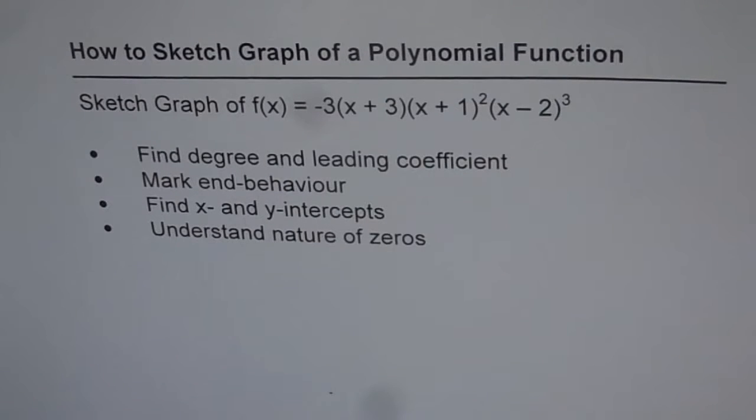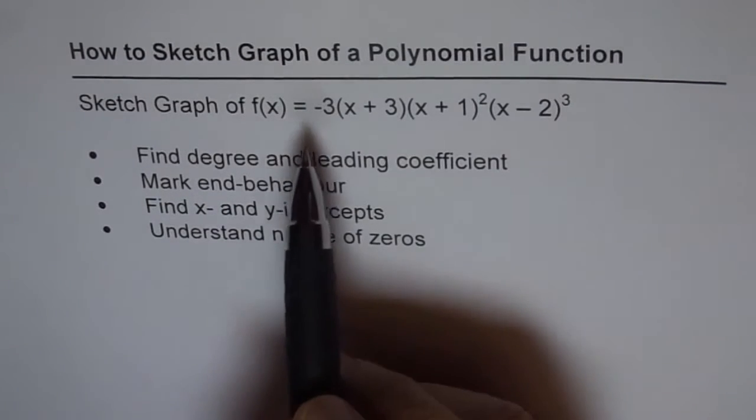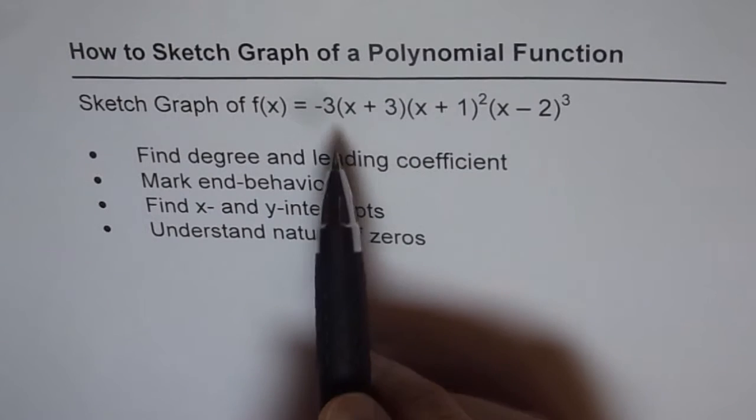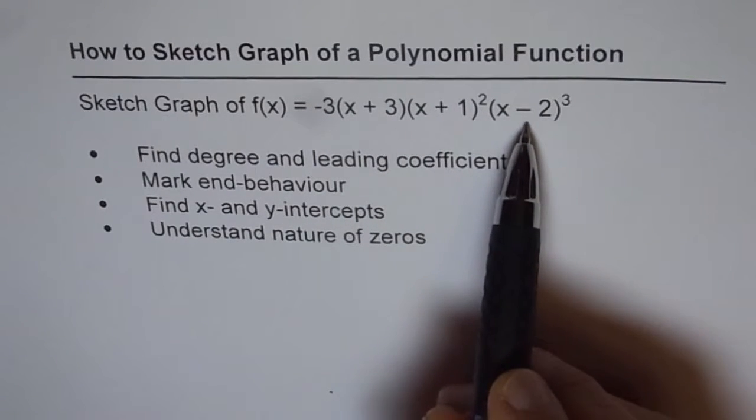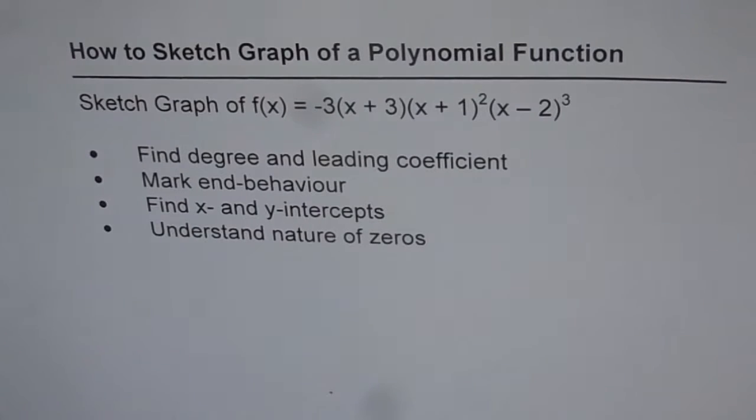How to sketch the graph of a polynomial function. This is what we learn now in this video. So we have a function here which is minus 3 times (x plus 3) times (x plus 1) squared times (x minus 2) cubed.